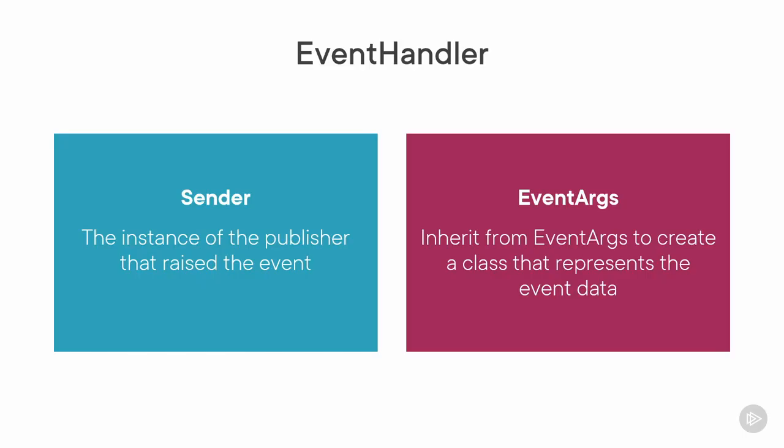The sender is of type object and refers to the instance of the publisher that raises this event. The second parameter should use the base type EventArgs. This class should contain the event data. This could refer to the data which caused the publisher to invoke the event handler.